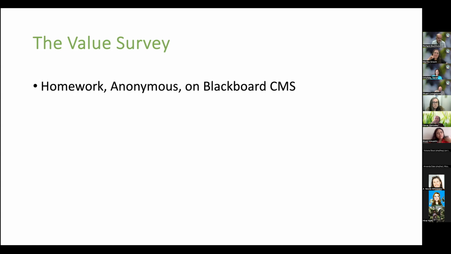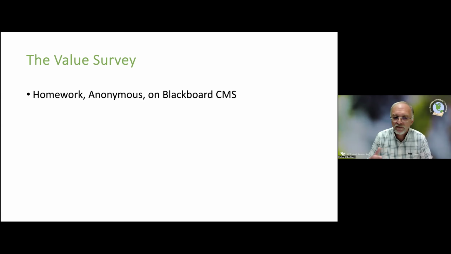I have the students do this outside of class, right? This is homework, basically. It is anonymous. I know which students have completed the survey, but I don't know how they've ranked species. I make it anonymous because I want students to not feel as though they're being pressured in some way to rank certain species as having higher value than others, right? I don't want them to feel that they're being judged on how they value things.